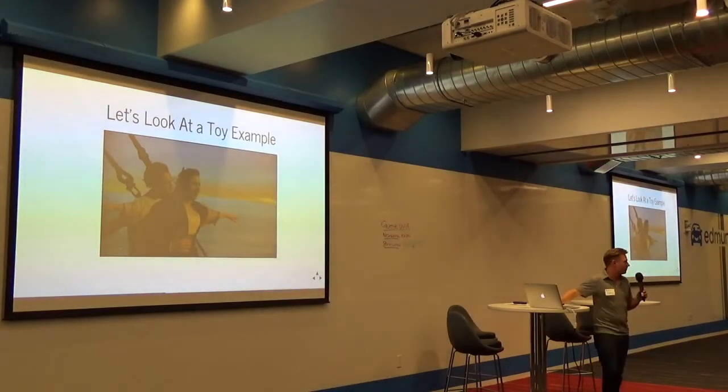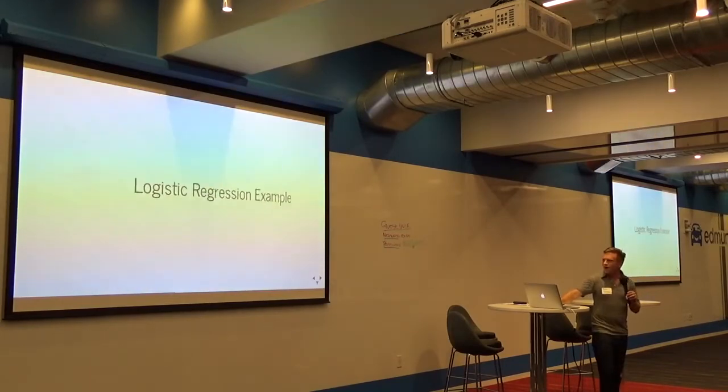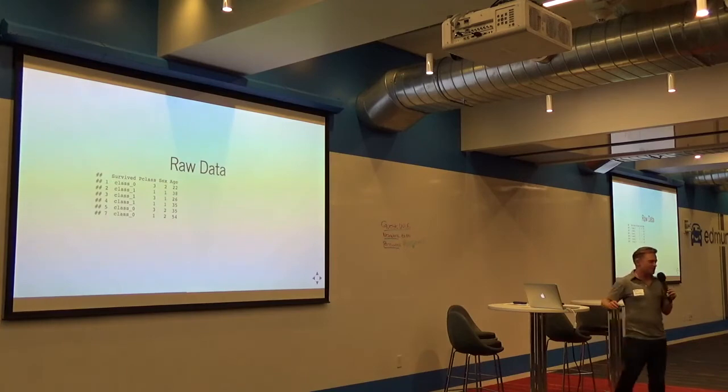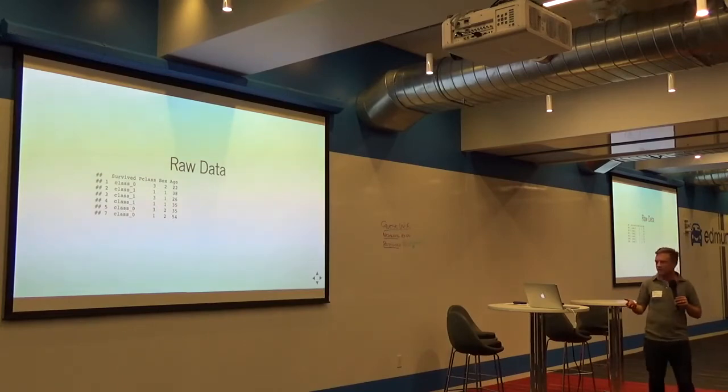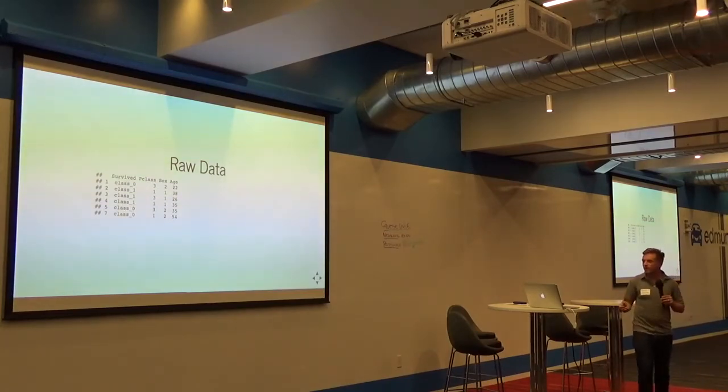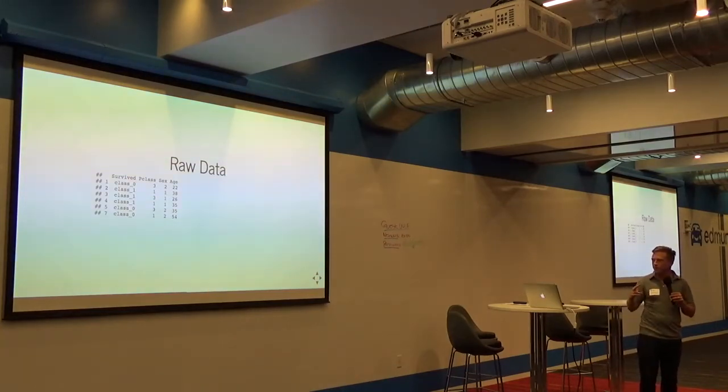So I'm going to play with a toy example here. I think you probably know where this is going. We've got some raw data. Class 0 is didn't survive, class 1 survived. And I'm going to predict it with three different features or predictors: your class, whether you're a first class, second class, or third class passenger; whether you're male or female, here 1 is female, 2 is male; and your age.